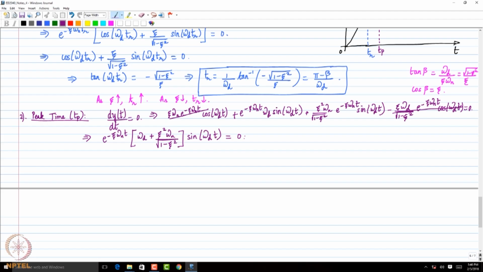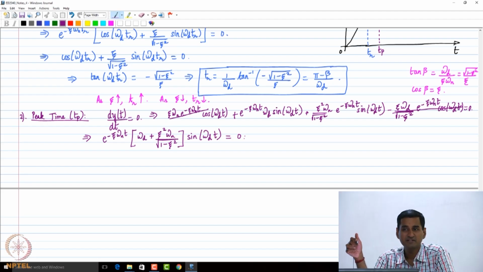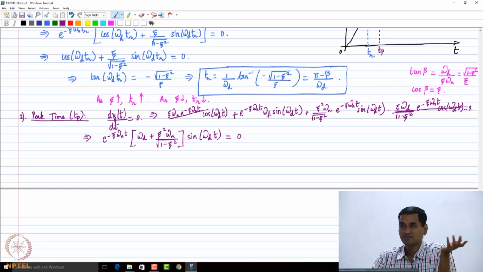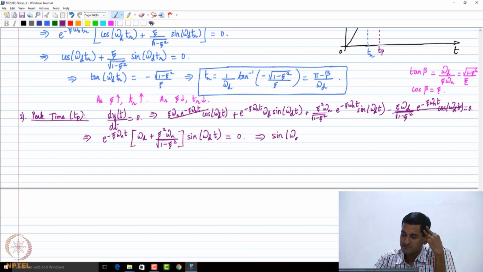The cos omega d t terms cancel each other, the plus and the minus. So I am only left with the sin omega d t term, and this once again is like a times b times c equals 0. E power minus zeta omega n t is not 0 because the peak time is finite, and the term within the square bracket is also not 0 because it's positive. So what can be 0? Sin omega d t is 0.